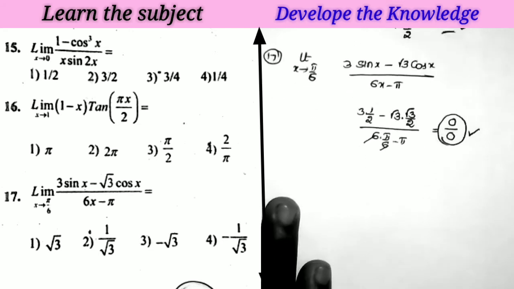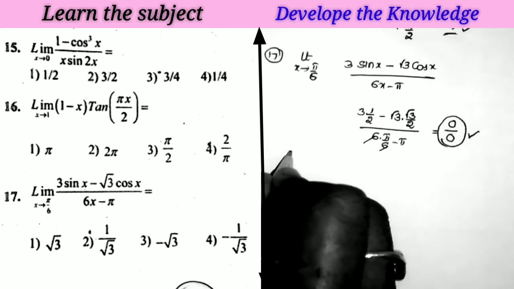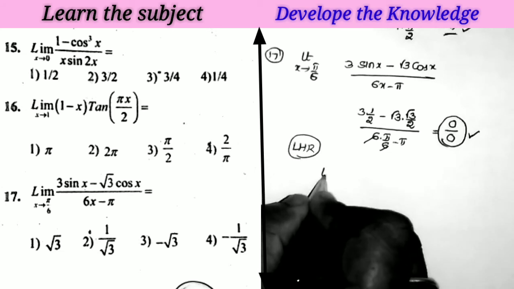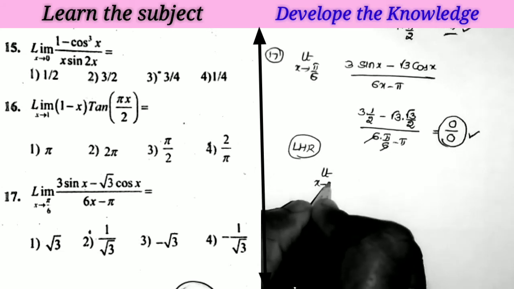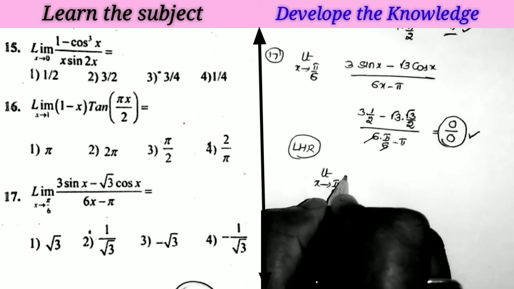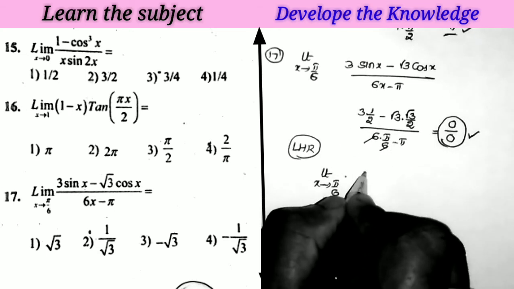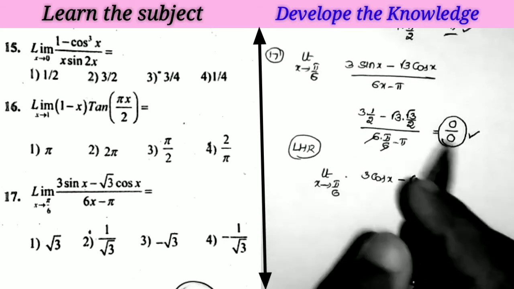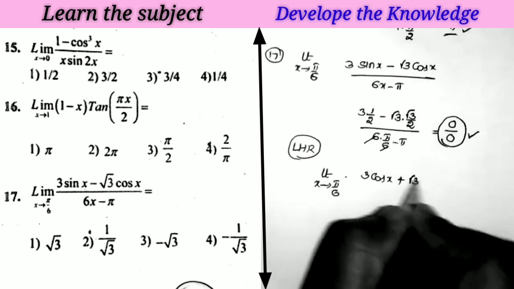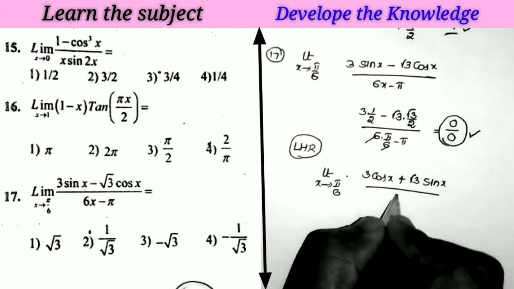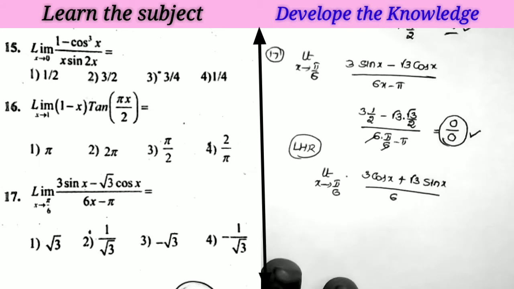So when we get the form 0 by 0, then we prefer the L'Hospital rule. So applying the L'Hospital rule. What is the L'Hospital rule? Just taking the derivatives of the numerator and denominator. So this is limit x tends to pi by 6. 3 sin x, what is its derivative? 3 cos x, minus root 3 into root 3 cos x, cos x derivative is minus sin x, minus of minus is plus sin x, by 6x derivative 6, minus pi derivative 0.